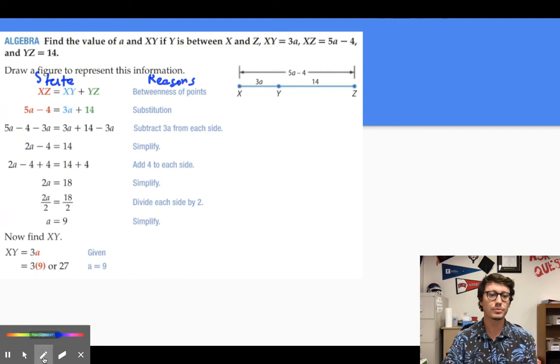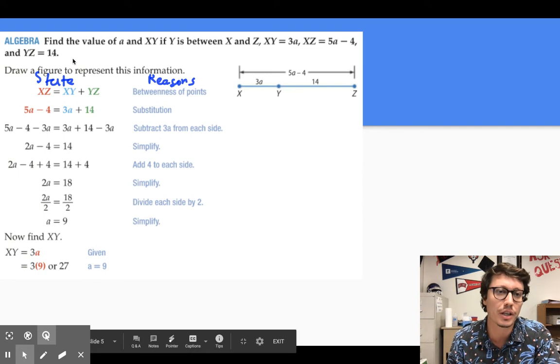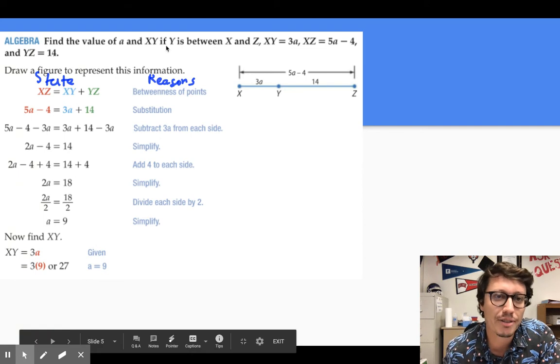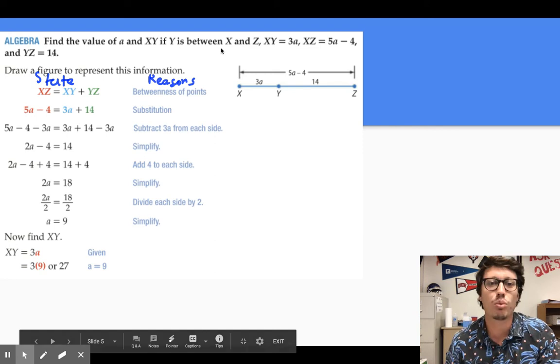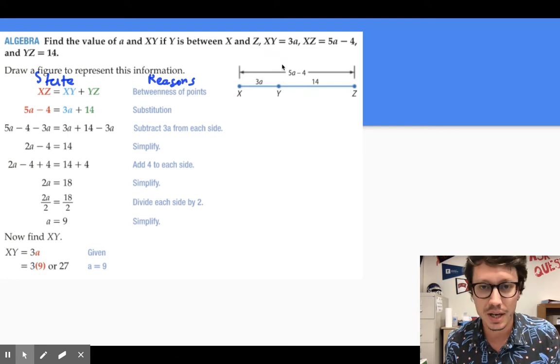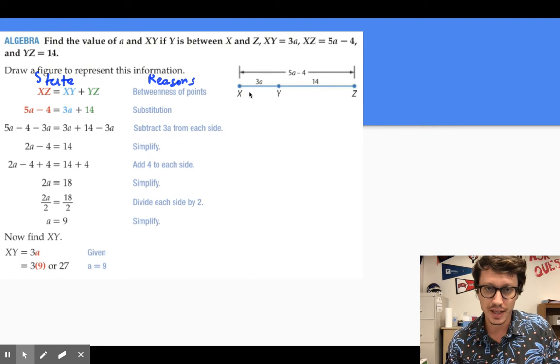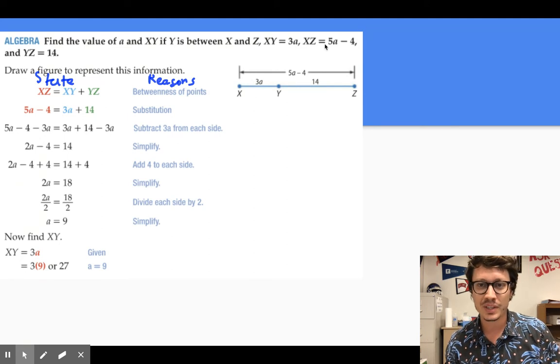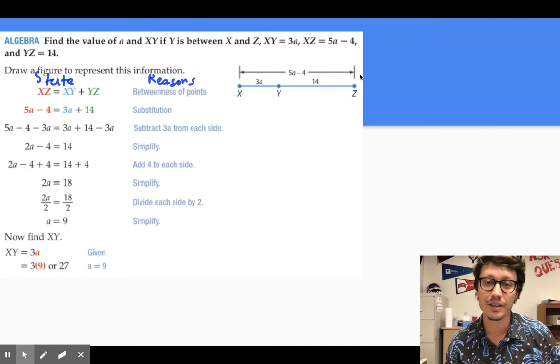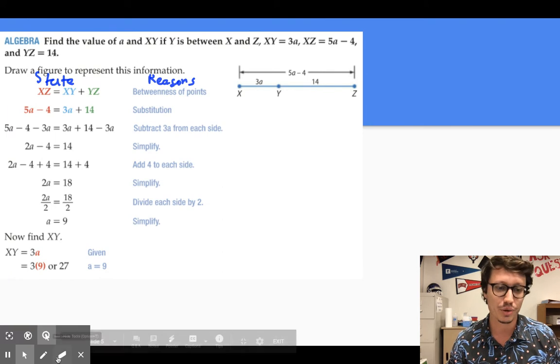All right, so let's just go through this. Let's take a look. Find the value of a and xy if y is between x and z. If xy is equal to 3a, so we see that right here, xy is equal to 3a. xz is equal to 5a minus 4, so it means the entire thing is 5a minus 4. And then yz is 14.